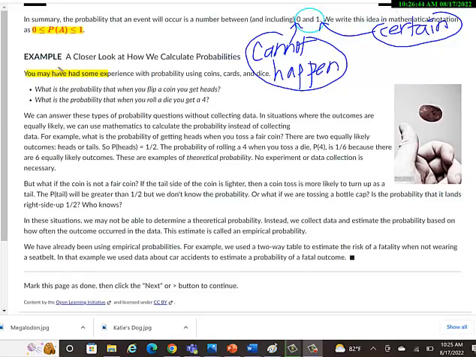So here, you may have had some experience with probability using coins, cards, and dice. Usually if you've seen some kind of probability in previous math classes, that's what you'll talk about. So for example, what's the probability that when you flip a coin you get heads instead of tails? Or what's the probability that when you roll a die you get a 4 as opposed to 1, 2, 3, 5, 6? We can answer these types of probability questions without collecting data. In situations where outcomes are equally likely, we can use mathematics to calculate the probability instead of collecting data.